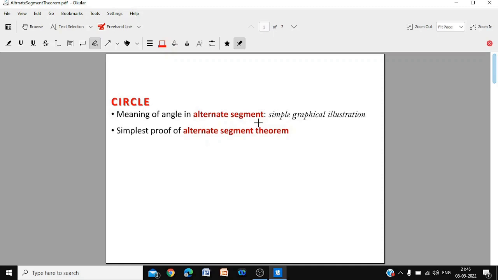So first we will see what is the meaning of the angle in the alternate segment, and we will use a simple graphical illustration so that you can identify the angle in the alternate segment, and then we will give a very simple proof of the theorem. So first, meaning of angle in alternate segment.